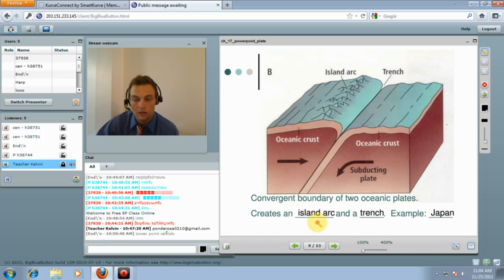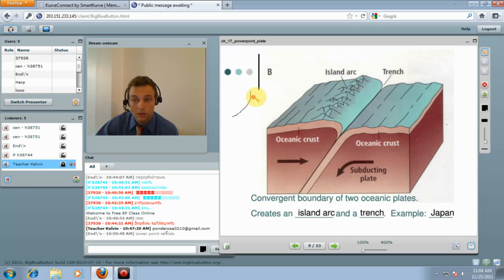So just some key terms. We have island arc, which is kind of what happens here. You can't see it from this particular slide, but when you have two plates together, sometimes they're in this shape, and so the islands form in an arc shape. And you can see this with Japan. If you just look at the country of Japan, you can see it's kind of curved, and that's because it's an island arc.